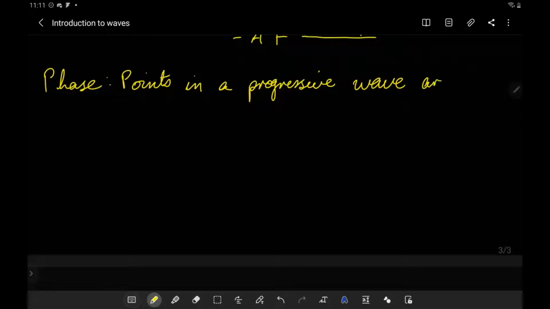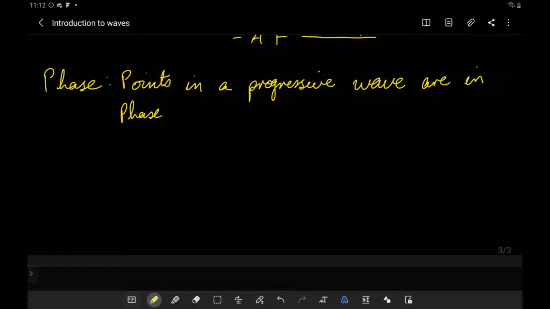Now what does phase mean? Anybody have an idea what phase is? Anybody want to guess? They're the same length apart on the wave. Okay, I can take that.